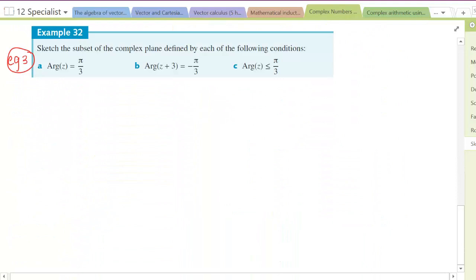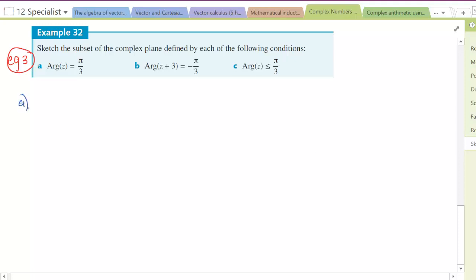So in these examples we've got a difference in terminology. We're saying that the argument of z is equal to pi on 3. The argument of z plus 3, so it has a translation of 3, is going to be negative pi on 3, and then the argument of z is less than or equal to pi on 3. So when we're talking about the argument, we're talking about that angle.